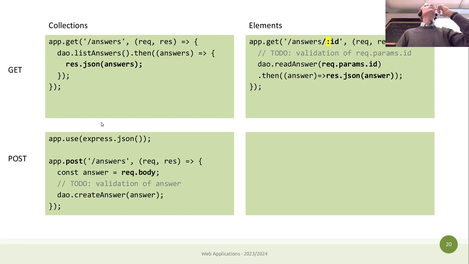So in this case, the answer object will have the attributes that we have specified in the JSON when we did the request with the POST.